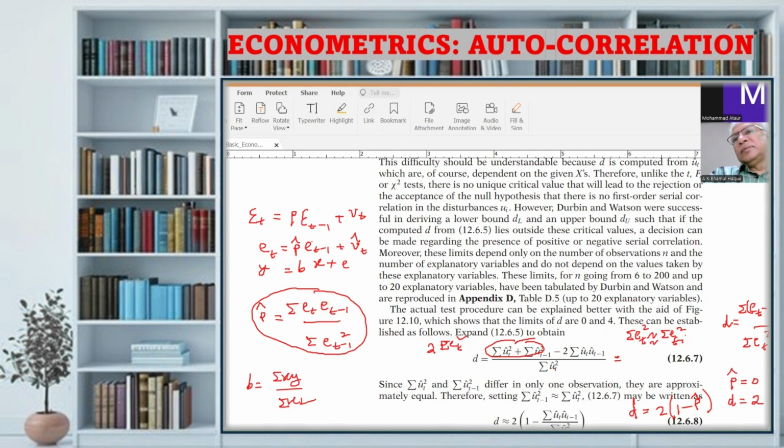2. So d value 2 means there is no autocorrelation. And if rho is equal to plus 1, it means positive autocorrelation. So if rho hat equal to plus 1, then d becomes 0. And if rho is equal to minus 1, which is negative autocorrelation, then this becomes 4. So he said my d value is less than 4, bigger than 0. If it is 2, the model has no autocorrelation.